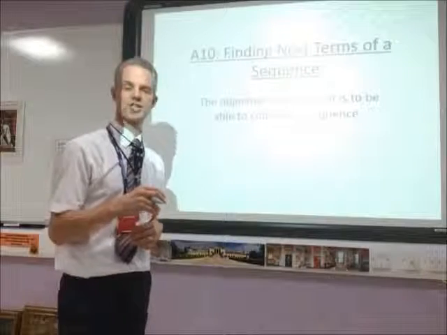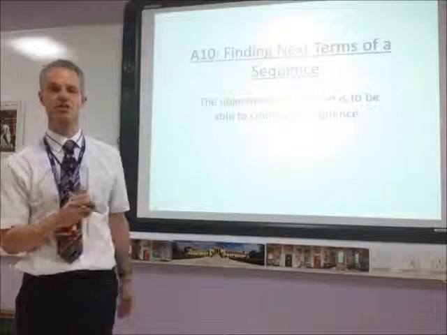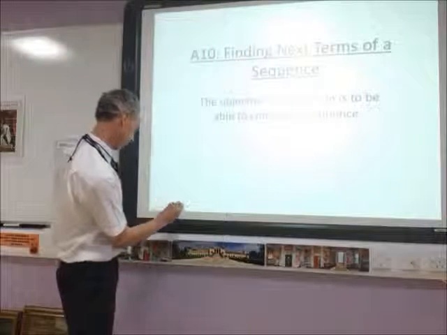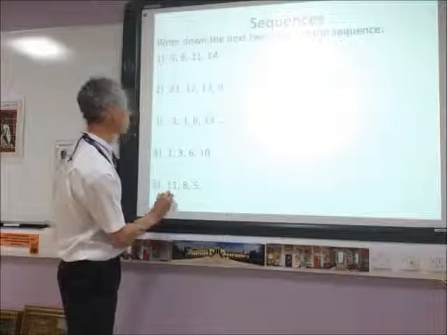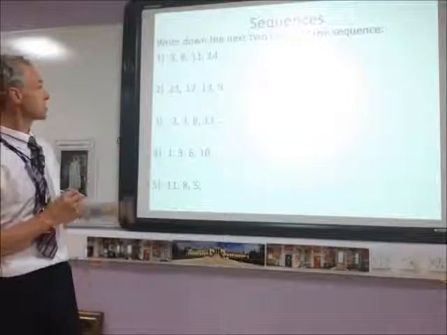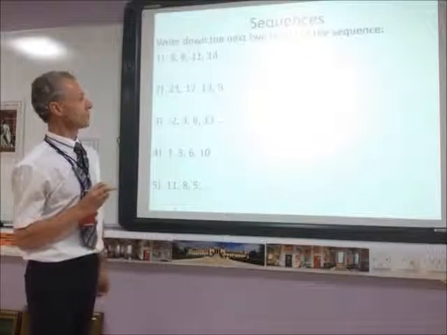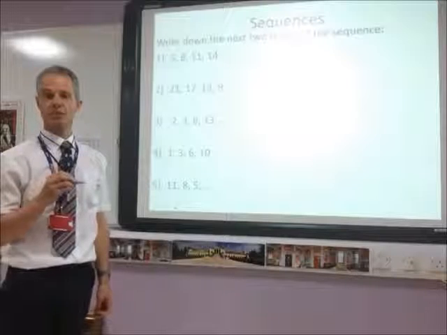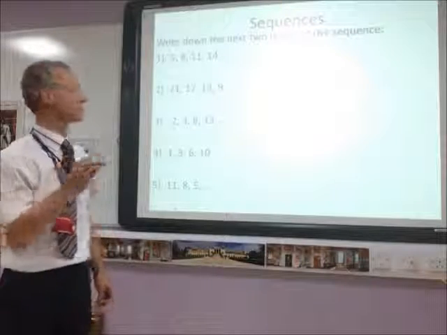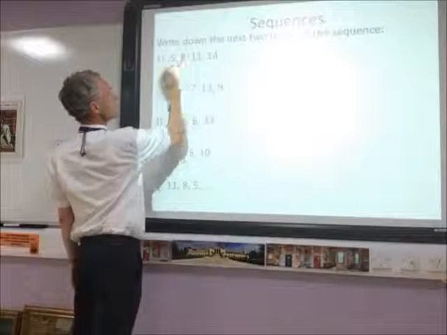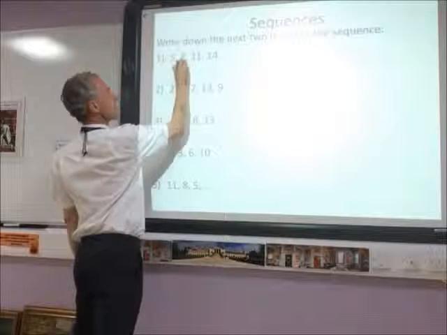Okay, so the objective of this lesson is to be able to continue a sequence that we're given. So here's our first sequence, question 1. What we're going to do is look at the difference between the numbers, starting from the left and working to the right. So the first two numbers are 5 and 8.